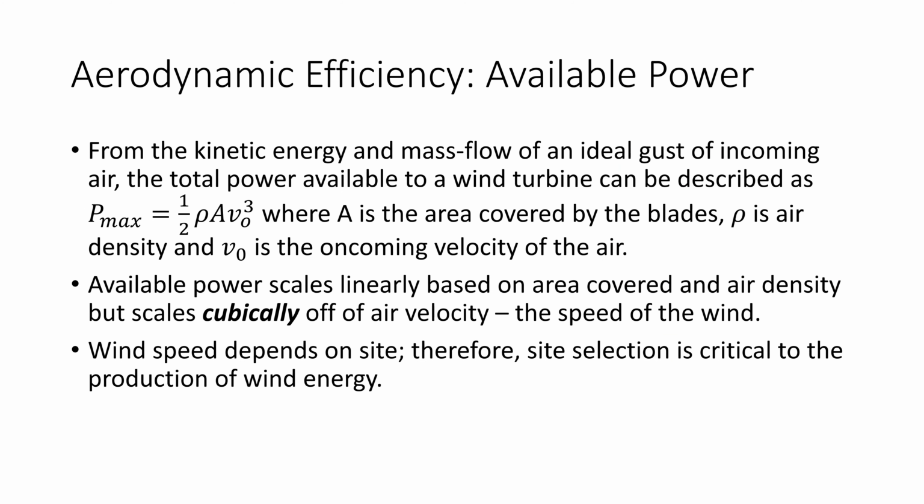The power available to a wind turbine is based on the incoming flow of air. So the kinetic energy of that flow and the mass flow of that air. From those two things we can derive the maximum power of the incoming air. And from that derivation, which we have on the slide here, we find that our area and our density scale our power linearly, but our incoming velocity scales our maximum power cubically. So the incoming velocity depends on the site, and thus site selection is extremely important when it comes to wind turbines.